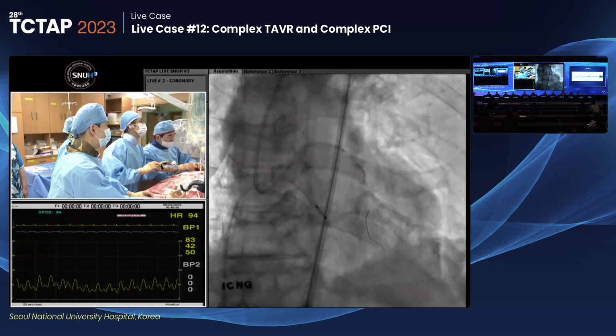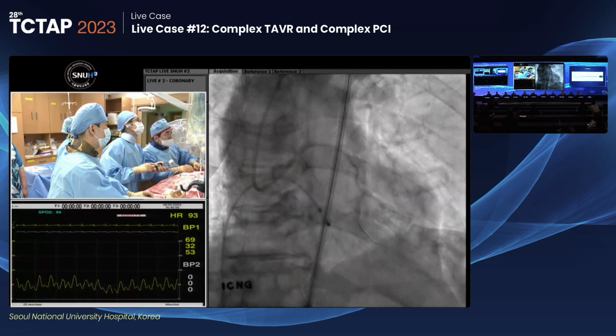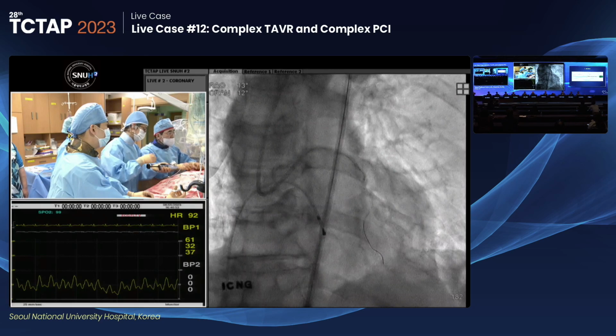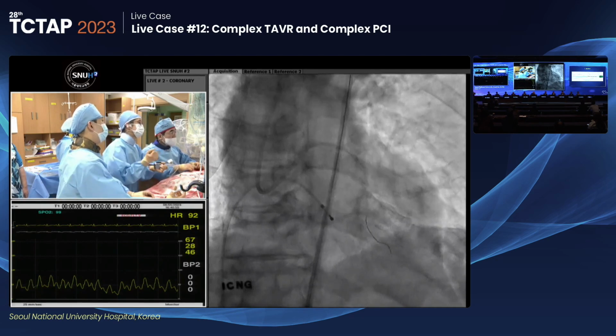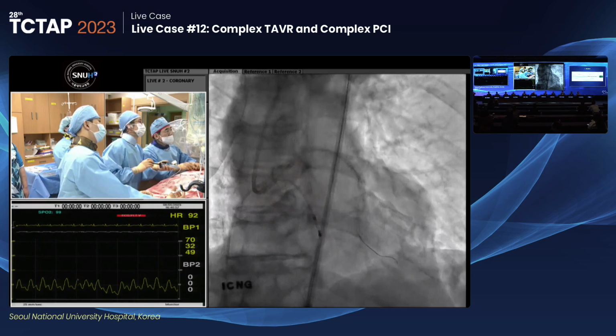But the problem is the pressure. Okay, don't look at the pressure, just look at the wire. When the wire moves, it's okay. As long as the wire moves, it is good.